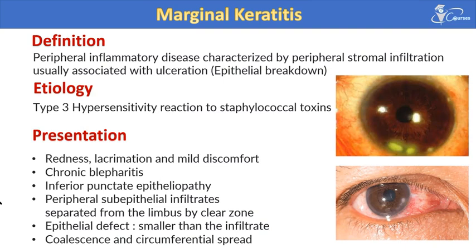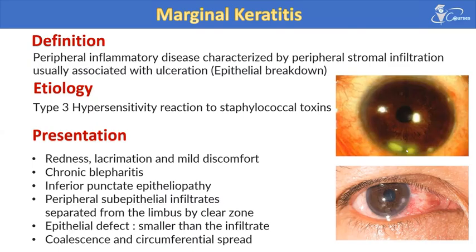Those patients will have chronic blepharitis. The disease tends to start more inferiorly because of the contact of the lower lid with the cornea. It starts with mild punctate epitheliopathy, then shows this characteristic feature of peripheral subepithelial infiltrates.